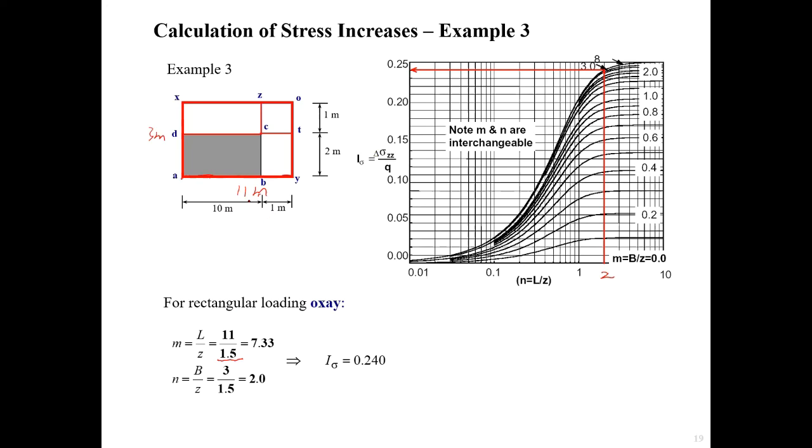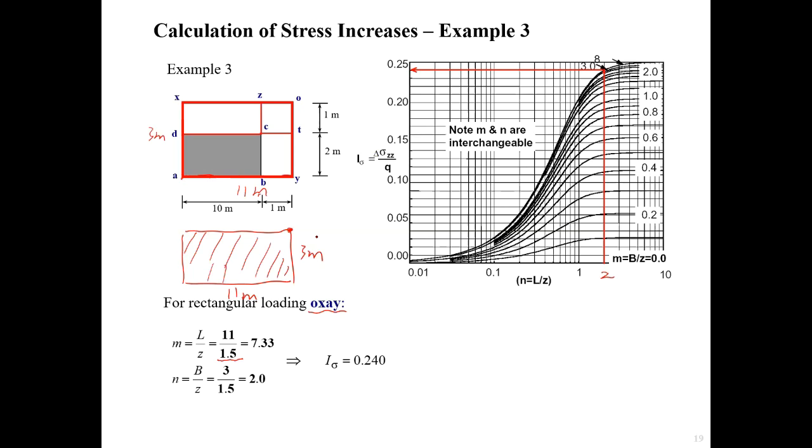But why didn't we take the 10 only? No, 10 plus 1. We're finding OXAY. How are we doing for the ABCD rectangle? No, the big rectangle. You see, OXAY, so we just calculate this big one. This is 11 meters, this is 3 meters. The pressure is from point O, isn't it? Yeah, we assume the pressure acts on this big area, but we calculate the stress increase at point O.